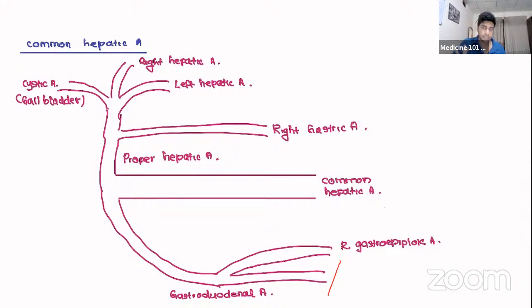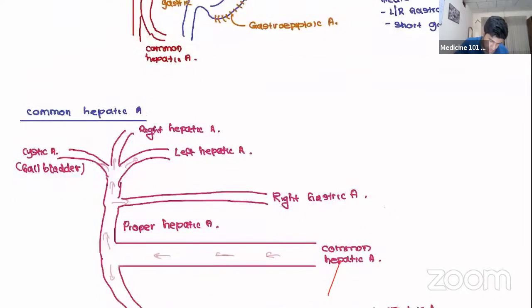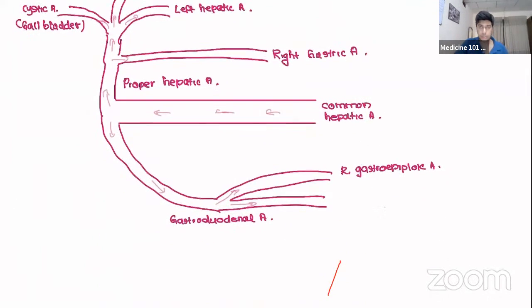Okay, this is the common hepatic artery. So you won't get confused later on, you can draw arrows like these so that you know where the arteries start. Is this okay?